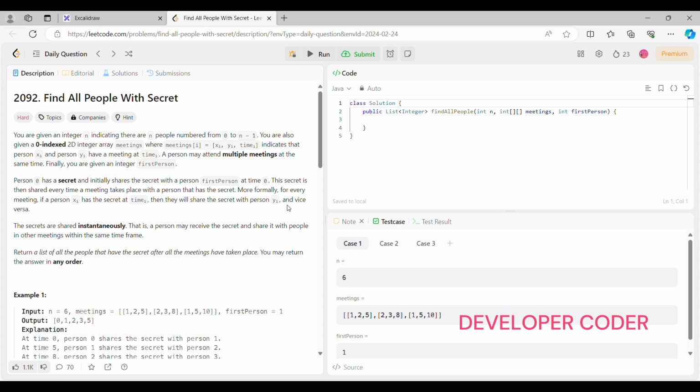Now without any delay, let's get started with today's problem. So this is a hard level problem, but don't worry, I am here to explain this problem to you. Okay, so now let's read the problem statement first.